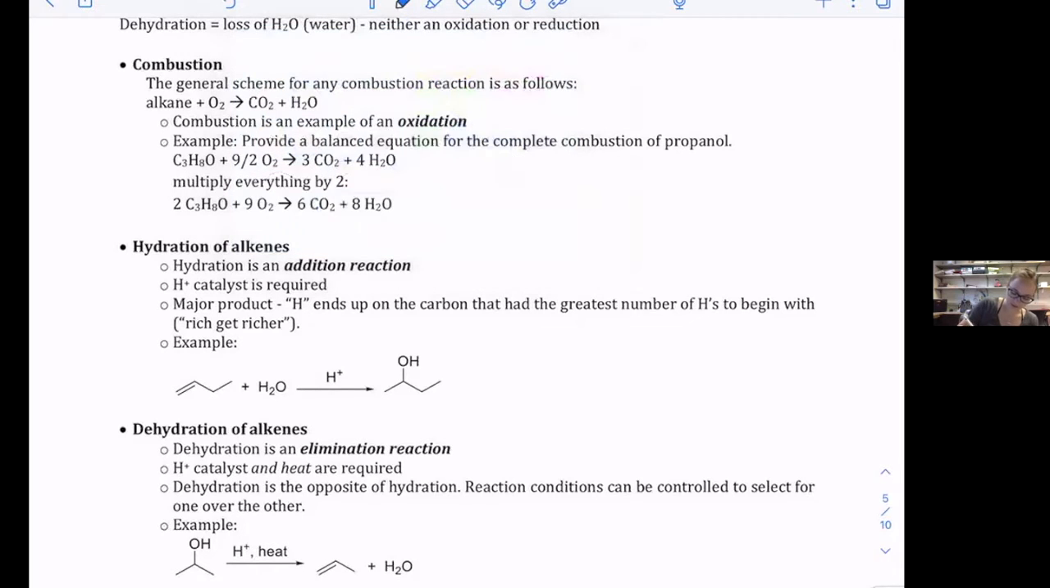Let's just write that in real quick. Okay, so the main thing to know for combustions is what the overall products are, or what the overall reaction is. So we need to have our heat in there as well.